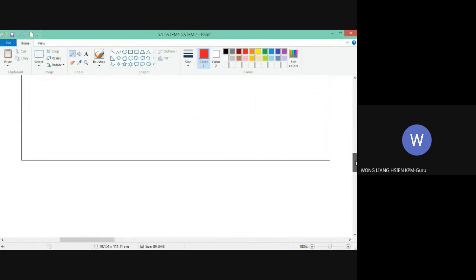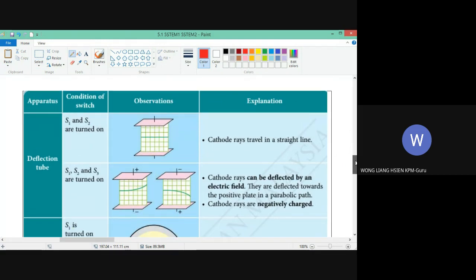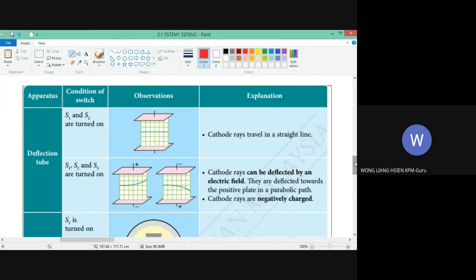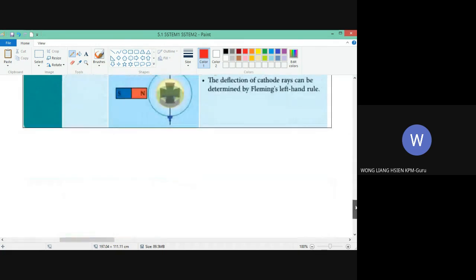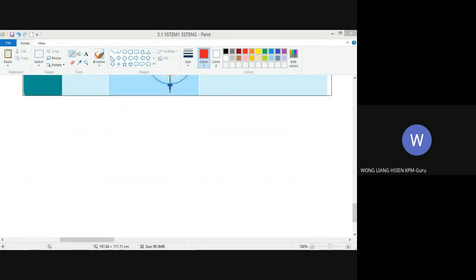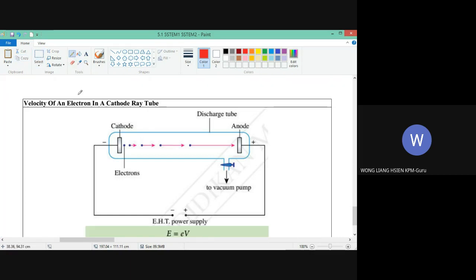Here in the notes, this is basically the same thing we discussed yesterday. What happened to the cathode ray in the deflection tube? What happened to the cathode ray in the Maltese cross tube? So today we continue after that. What we want to learn today is how to find the velocity of an electron in a cathode ray tube.